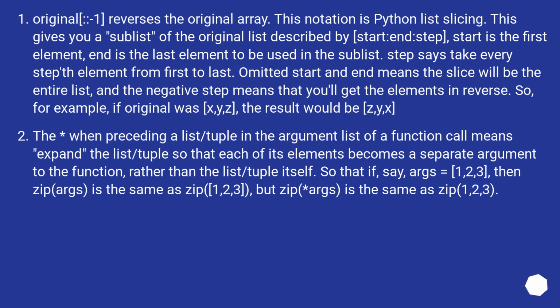The star when preceding a list or tuple in the argument list of a function call means expand the list or tuple so that each of its elements becomes a separate argument to the function, rather than the list or tuple itself. So that if, say, args equals 1, 2, 3, then zip(*args) is the same as zip(1, 2, 3), but zip(args) is the same as zip((1, 2, 3)).